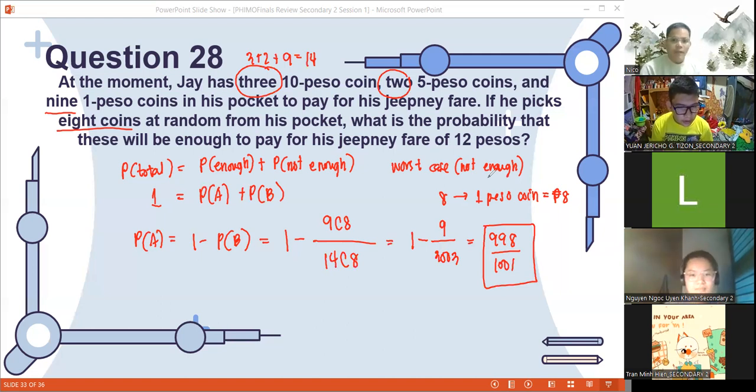So that's how, but in this one, I already simplified it, right? So you do the math na. Double check also my answer. 1 minus 9 over 3,003 is equal to 998 over 1,001.